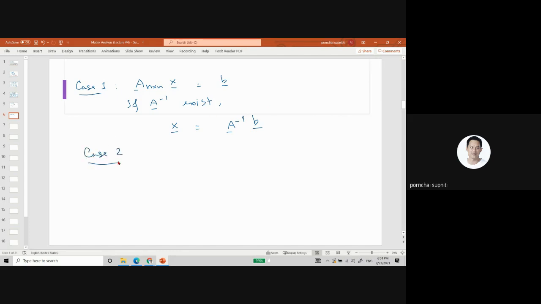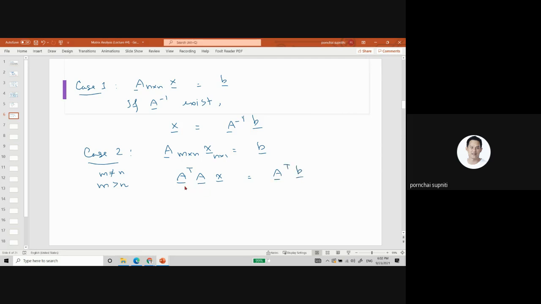Case number 2: if A in general is m by n multiplied with x equal to b, where x is n by 1, so if m is not equal to n, and in general m is greater than n, because we have an overdetermined system. Because we cannot find an inverse for a non-square matrix, what we can do in general is just multiply with A transpose. Then we get something like this.